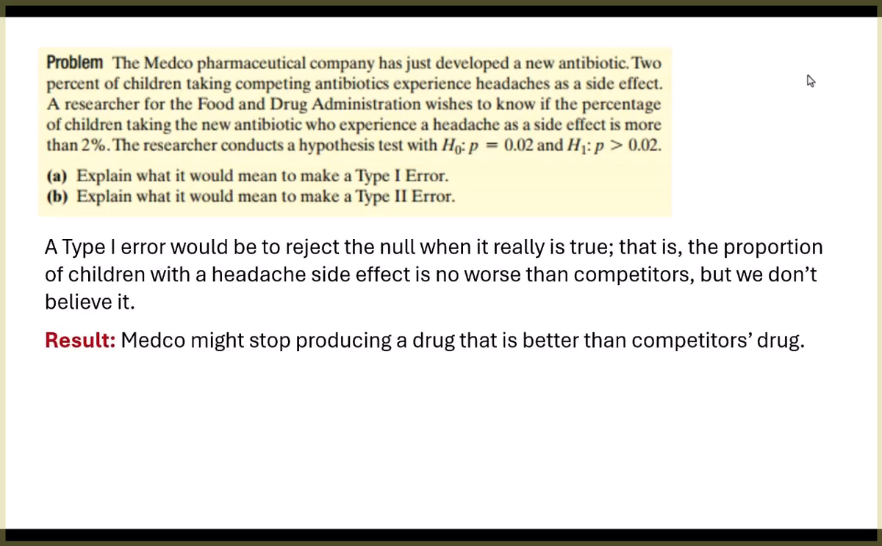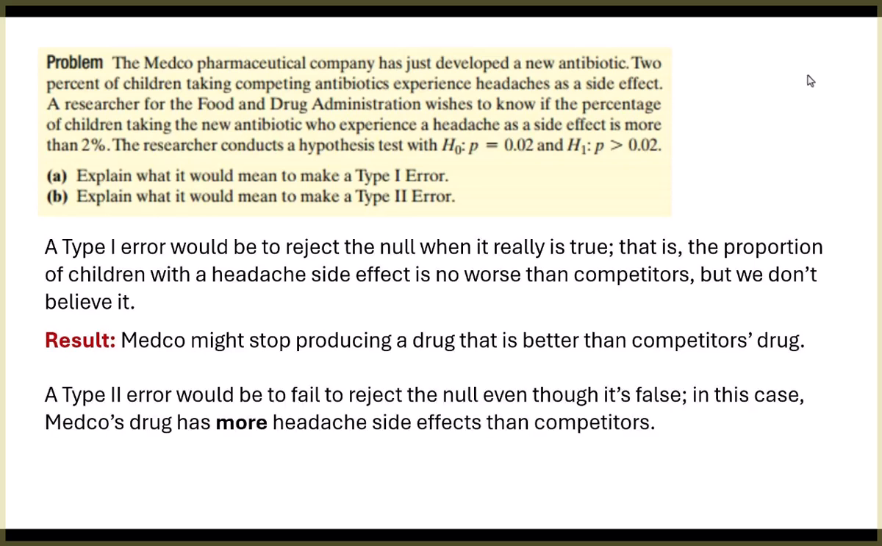What's the result? If we're Medco, we might go, well, maybe we shouldn't develop this at all. Or if we're the FDA, we might say, we're not going to approve your drug. And all that research you did costing you millions of dollars is out the window. These things have real world ramifications. Some of them are pretty bad. So that would be a type 1 error.